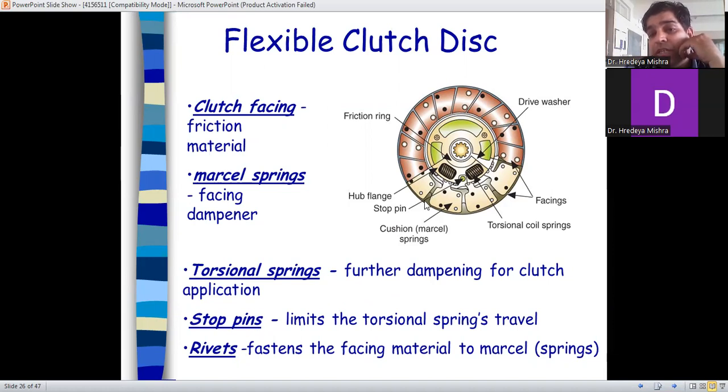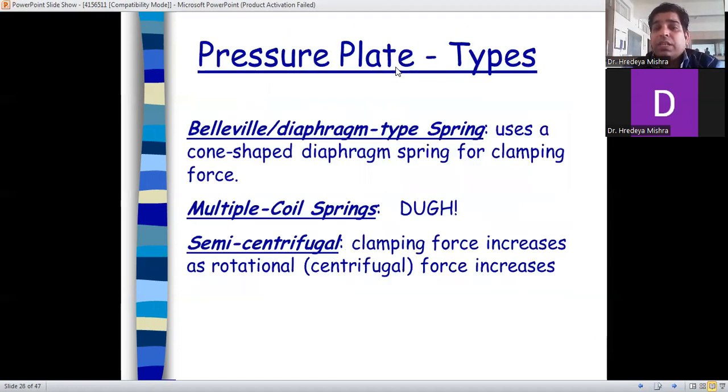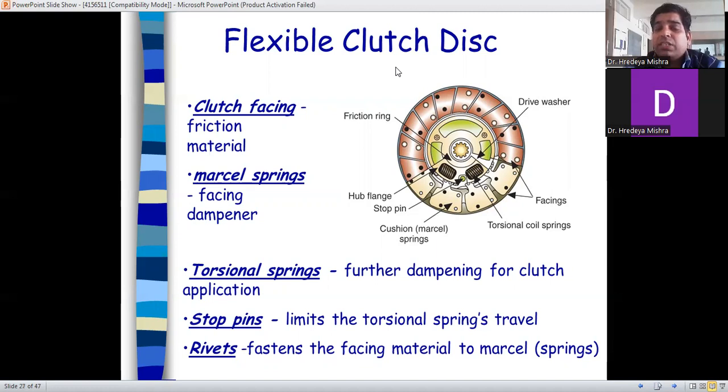Stop pin, see there is a stop pin. It limits the torsional spring travel. So what is the meaning of that? The meaning is that this pin provides a limitation to the traveling of this spring.